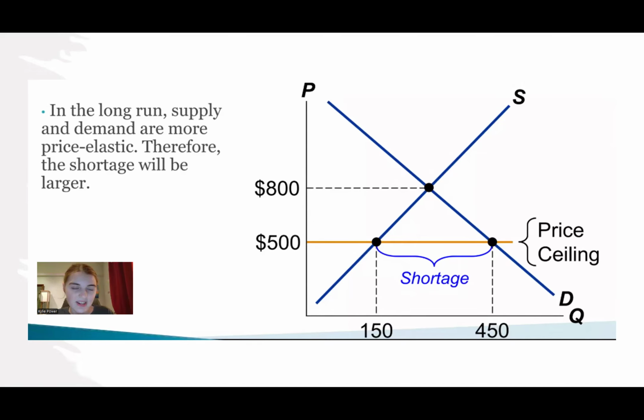Now, that's our price ceiling. Remember, that's the maximum price we can set. Let's talk about a price floor. Like I said, in the labor market, usually minimum wage is one. This is talking about our W, which is our wage, and L, which is the amount of labor in a marketplace.